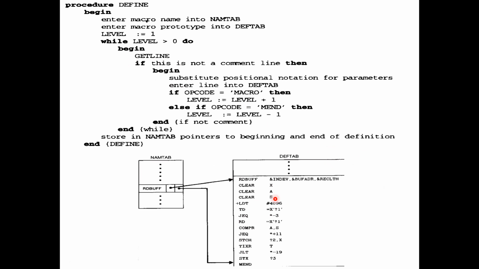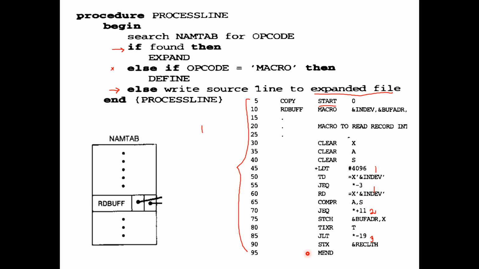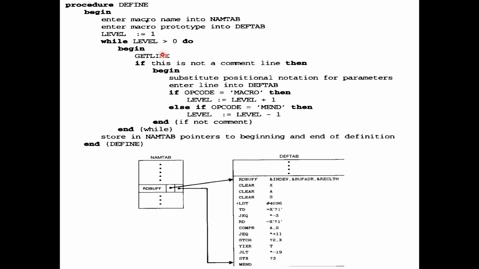If it contains an argument, substitute it with positional parameter, and all these steps will happen until you reach the last statement, mend. So far the value of level is 1. This is the last statement, mend. So let's see what happens if it's mend. Substitute positional parameter will not happen. Enter line into def tab. So we have entered mend into def tab.